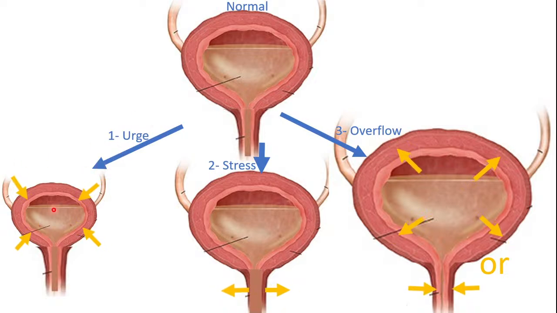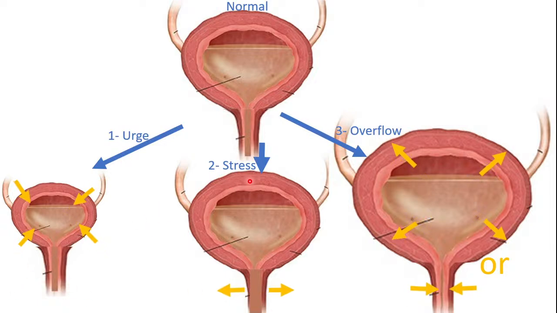So in urge incontinence, you have detrusor muscle hyperactivity. So the bladder gets tight and smaller, and then urinary incontinence happens.